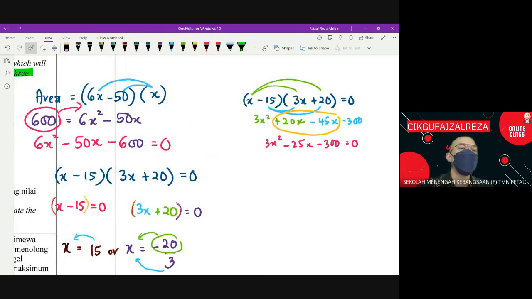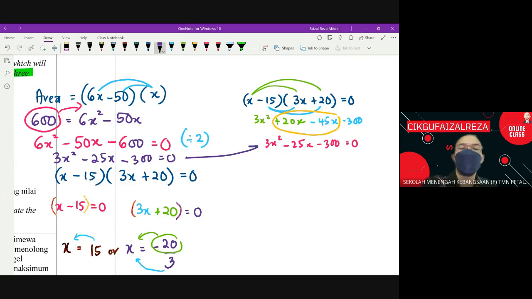But if you look there, supposedly you get over there 6x square, isn't it? Yes. Oh, means what? No, this one everything. Supposedly you are going to have over here 6 divided by 2, 3x squared. 50 divided by 2, negative 25x. 600 divided by 2, 300 equal to 0. Now you get the same, right? Why do I need to divide? Because I want to make a factorization.